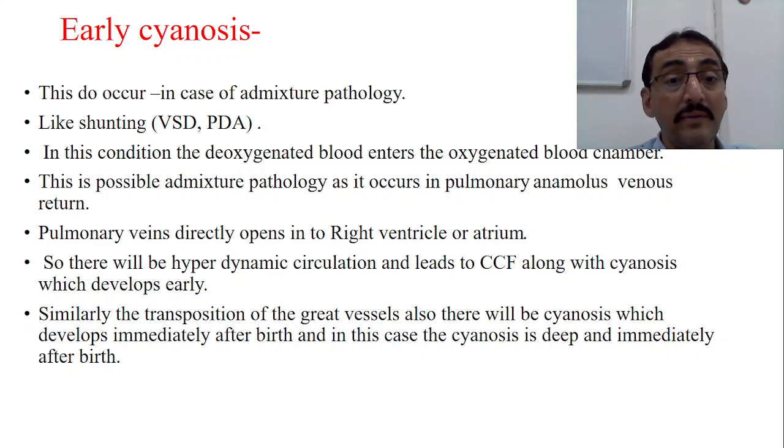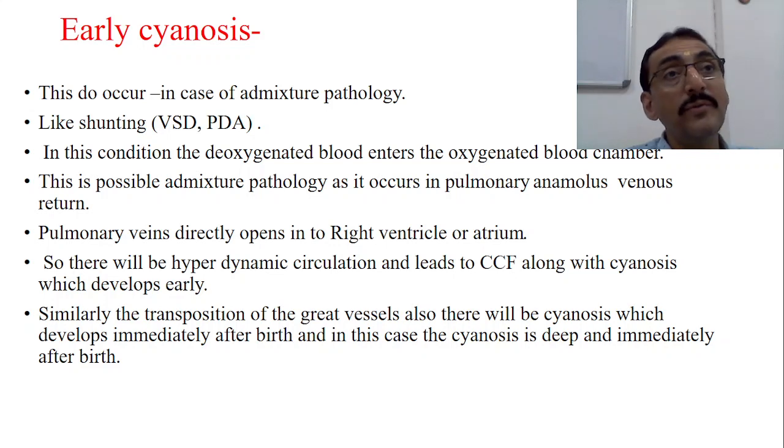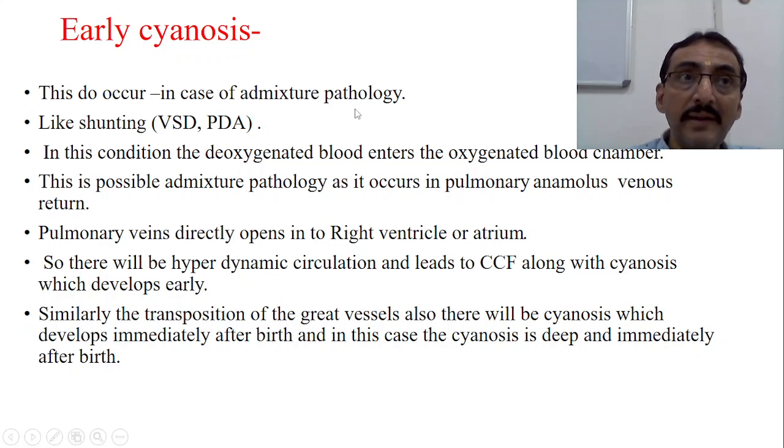So this is called a transposition of the great vessels. This also leads to cyanosis, because pure blood is again going back to the lung, and impure blood is again going back to the body. Again, there is no proper oxygenation, and oxygen pressure falls. So these are the conditions where cyanosis develops at the early stage.